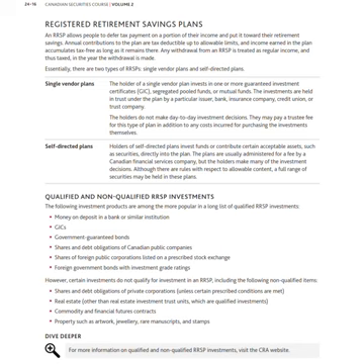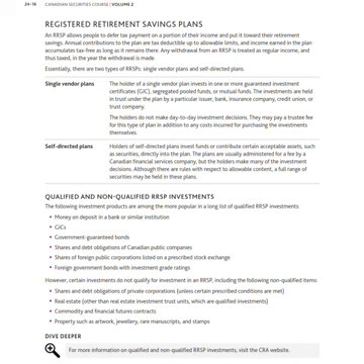Registered Retirement Savings Plans. An RRSP allows people to defer tax payment on a portion of their income and put it toward their retirement savings. Annual contributions to the plan are tax deductible, up to allowable limits, and income earned in the plan accumulates tax-free as long as it remains there. Any withdrawal from an RRSP is treated as regular income and thus taxed in the year the withdrawal is made. Essentially, there are two types of RRSPs: single vendor plans and self-directed plans.